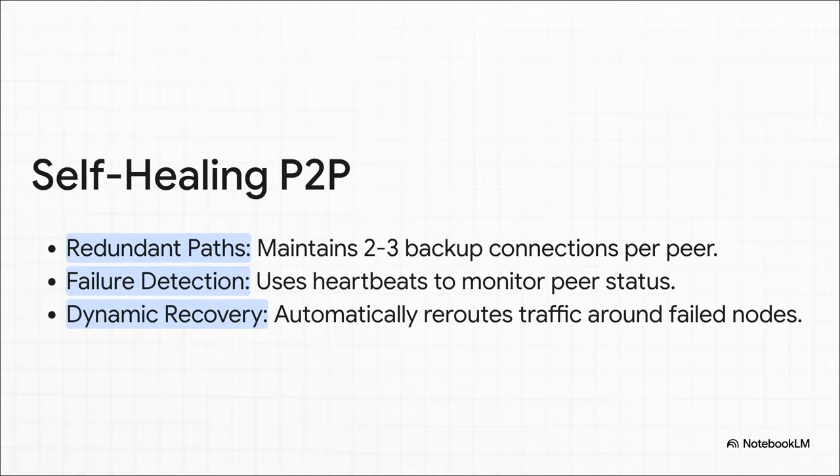And a perfect example of this is its self-healing peer-to-peer networking. Look, this is not a fragile system. It is actively maintaining 2, maybe 3 backup connections for every single peer in the network. It's constantly sending out these little heartbeats to check if its friends are still online. And if a node suddenly just disappears, it dynamically and automatically reroutes all the traffic. I mean, for anyone building an application that absolutely cannot afford to go down, this is a total game changer.